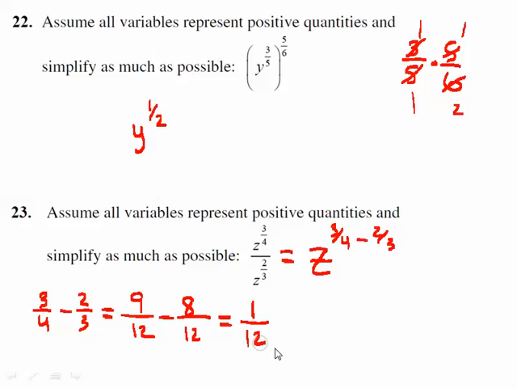Common denominator is 12, but if you subtract 9, or 9 minus 8 would be a 1. Perfect. There it is. There is my simplest form. So z to the 1/12th. Which, if you think about it, is kind of interesting. It's the 12th root of z.